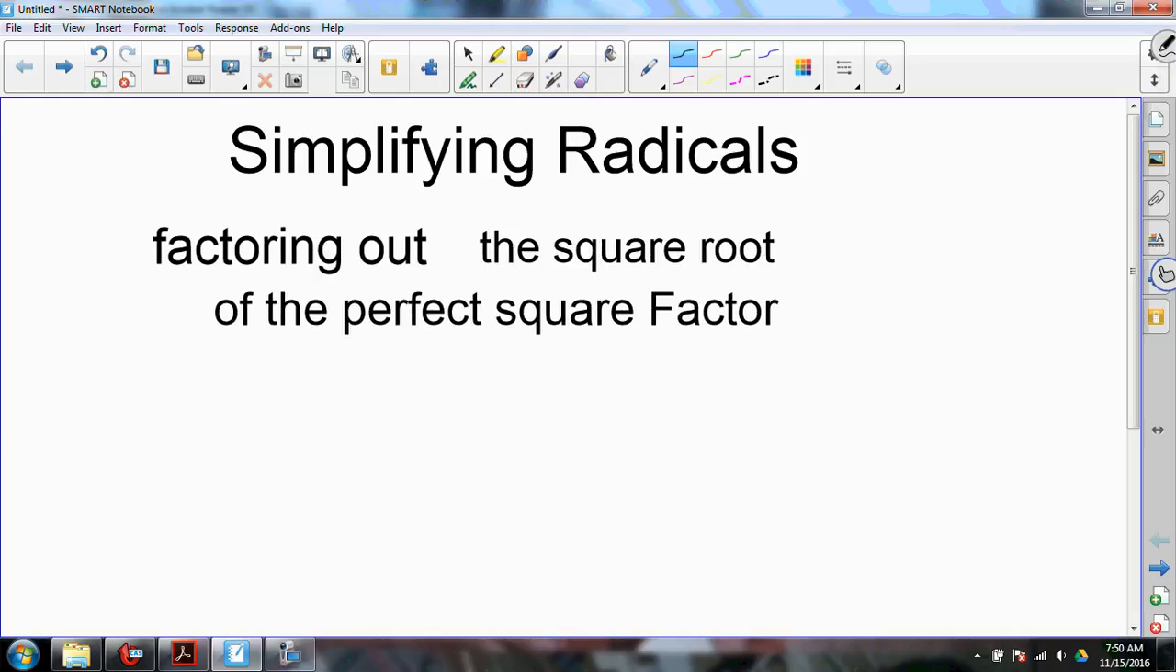Okay? So what I mean by that is you're going to be asked to simplify something that looks like this. Simplify the square root of the number 40. It's a nice number. It's an even number. It's a multiple of 10. And notice I said it's factoring out. So you need to find 40's factors.